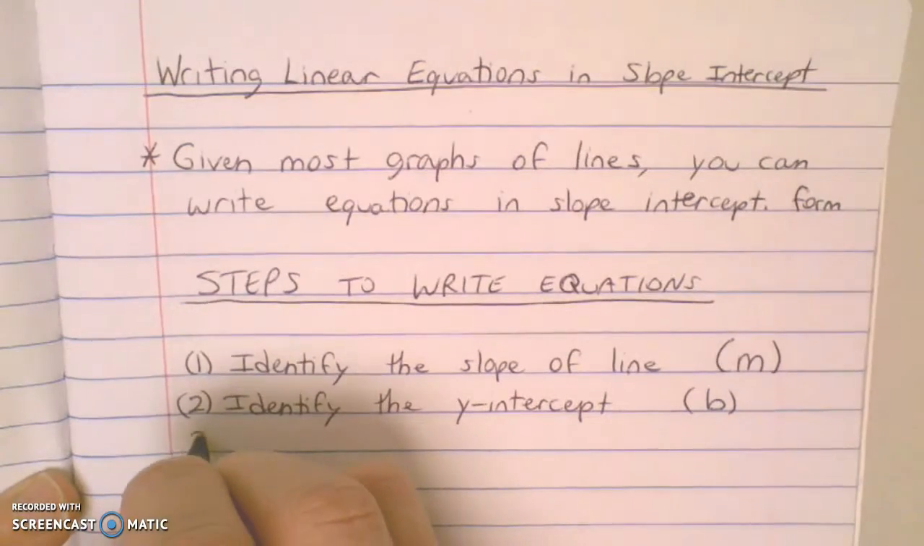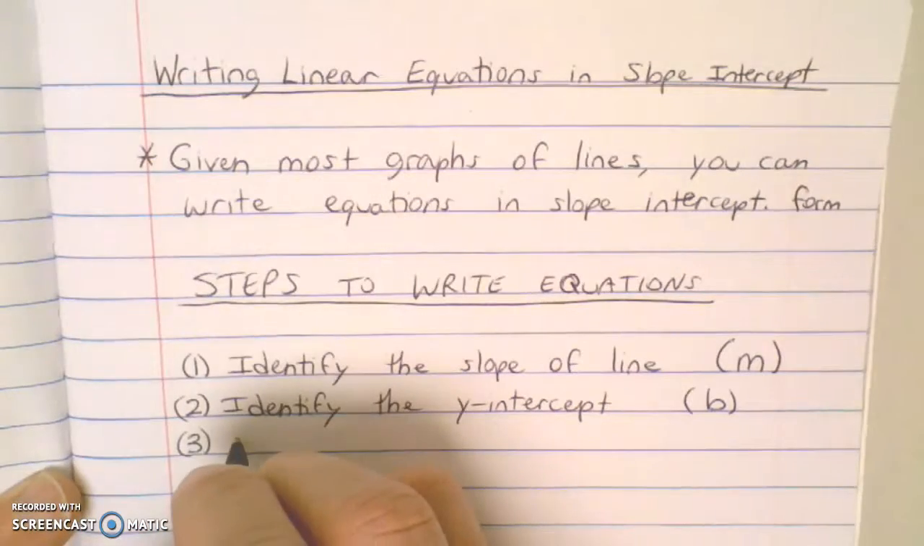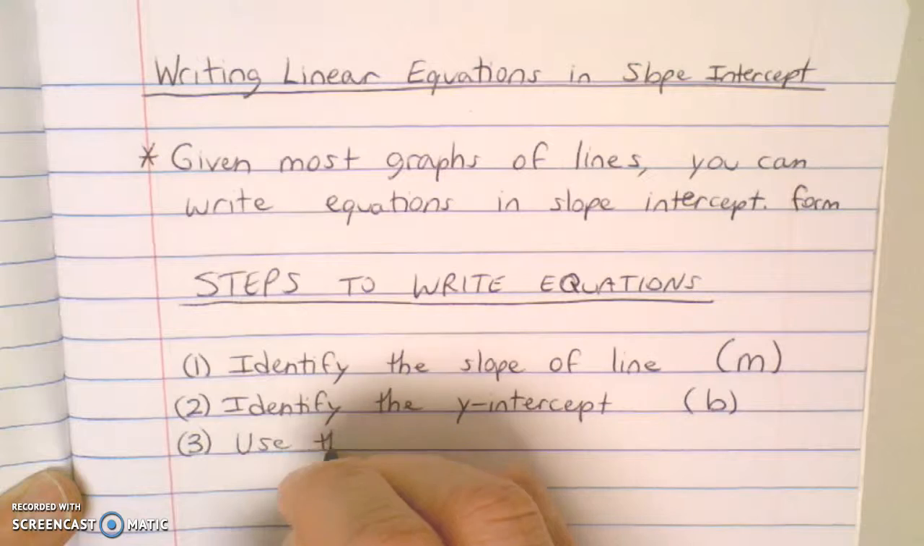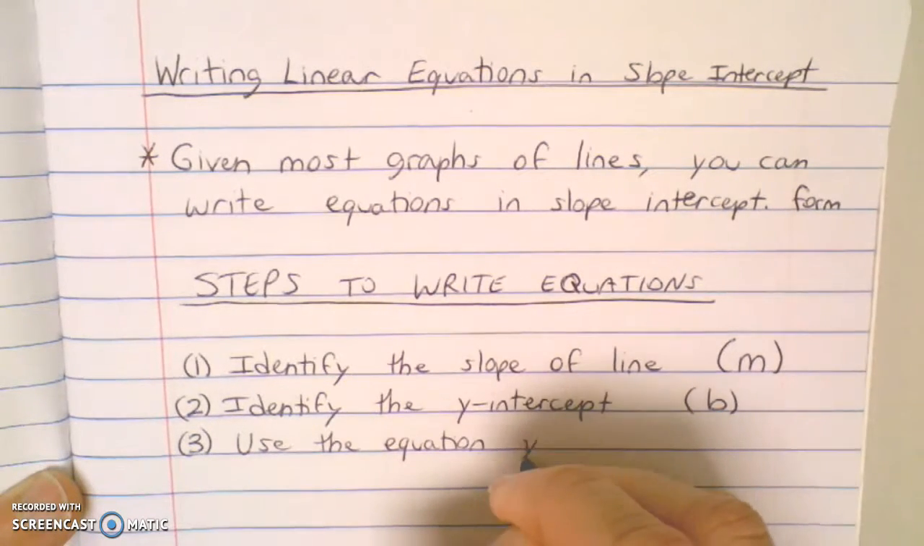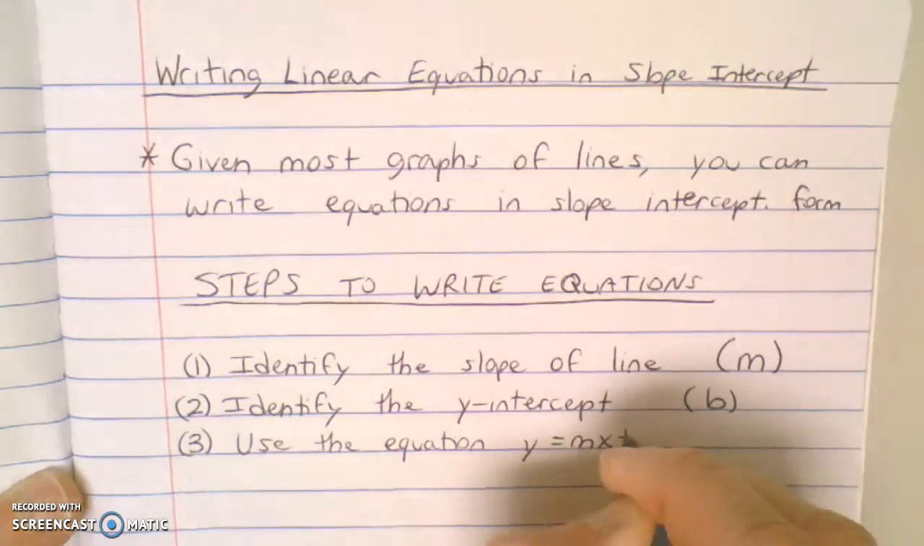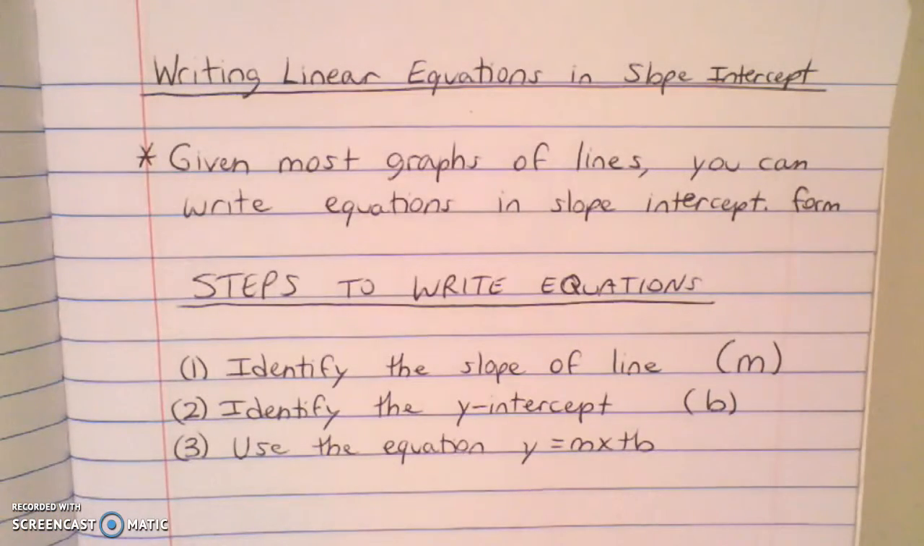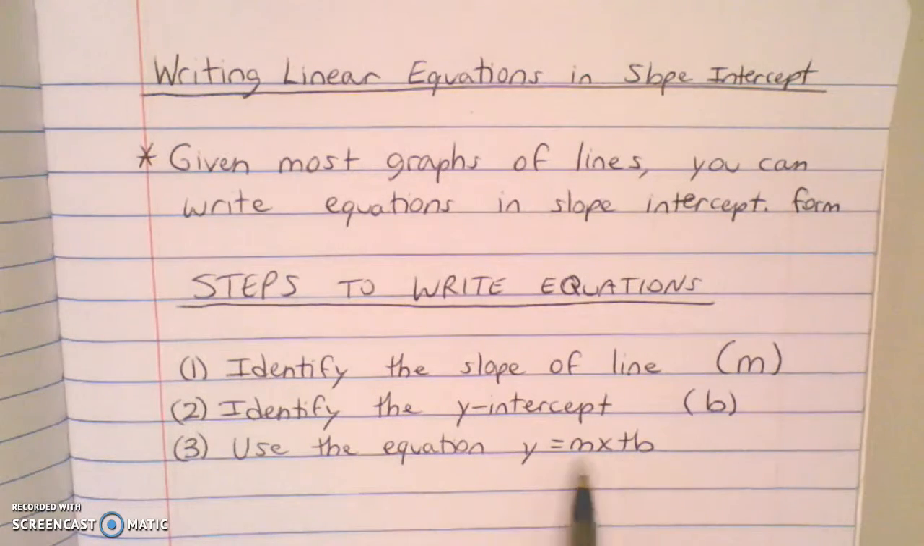And then you just use the slope-intercept form, use the equation y equals mx plus b. So you take a look at your slope, and you take a look at your y-intercept, and you put those together to create your equation using y equals mx plus b.